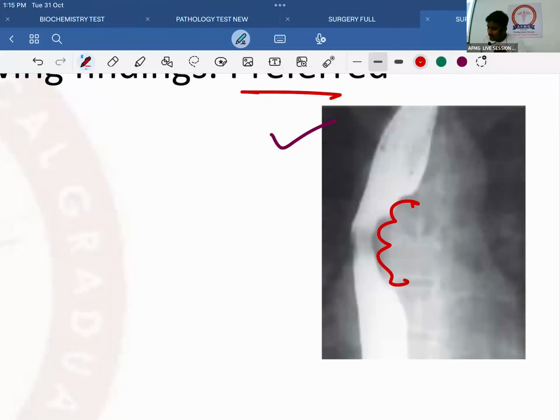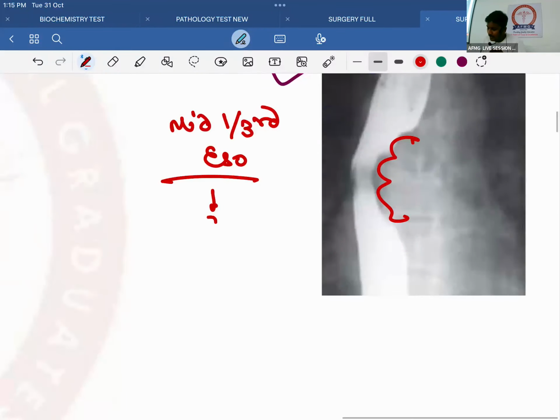Very good. It is the mid one third of the esophagus जहाँ पे narrowing दिख रही है बेटा. And mid one third of esophagus में narrowing. Okay, so not narrowing. It is which kind of appearance? Rat tail या bird beak? ठीक है.